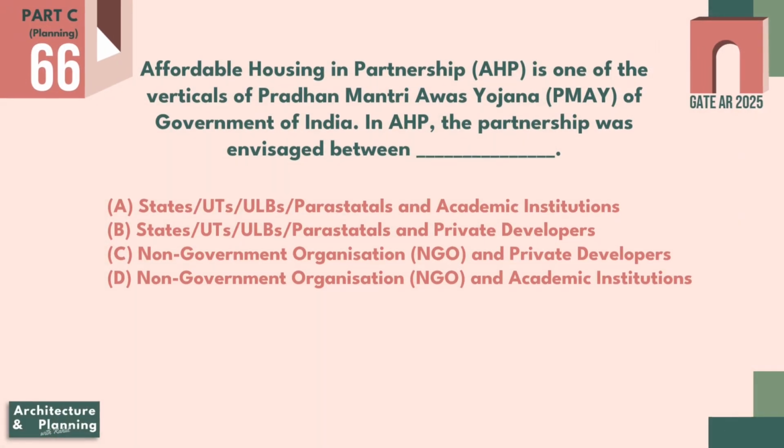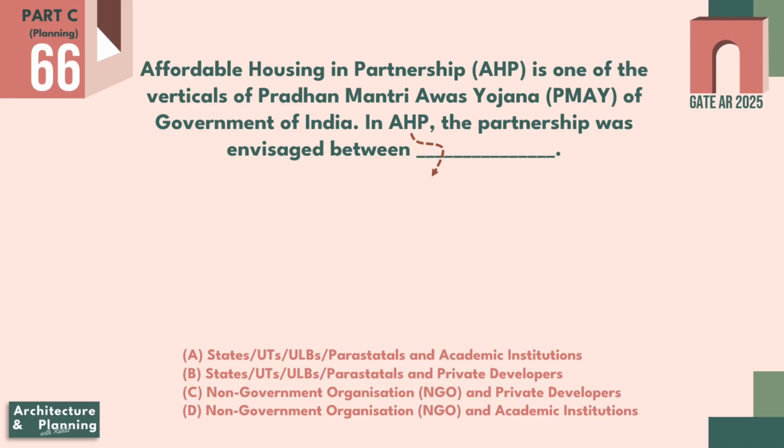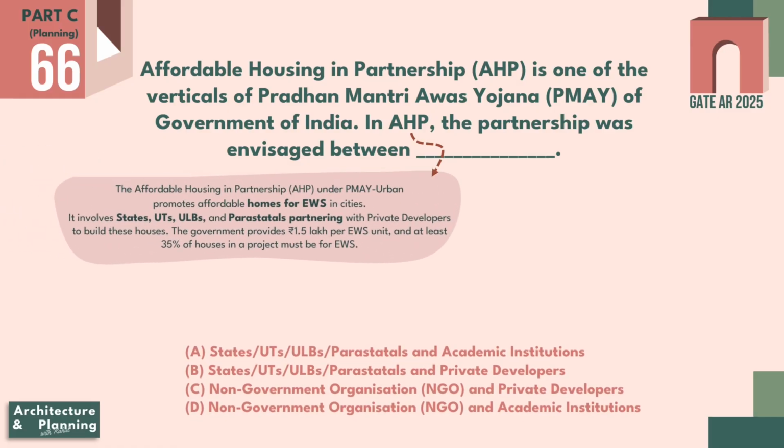First question is affordable housing in partnership. AHP is one of the verticals of Pradhan Mantri Awas Yojana of Government of India. In AHP, the partnership was envisaged between... So AHP is a partnership scheme under Pradhan Mantri Awas Yojana that promotes housing for economically weaker sections. It involves states, UTs, ULBs and parastatals partnering with private developers.